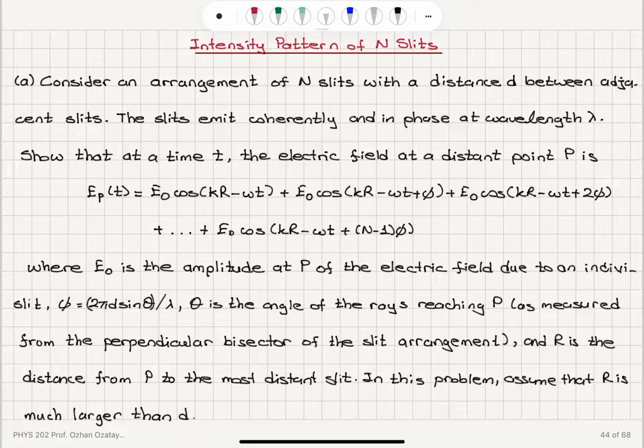Intensity pattern of capital N slits. Part A. Consider an arrangement of capital N slits with a distance d between adjacent slits. The slits emit coherently and in phase at wavelength lambda.